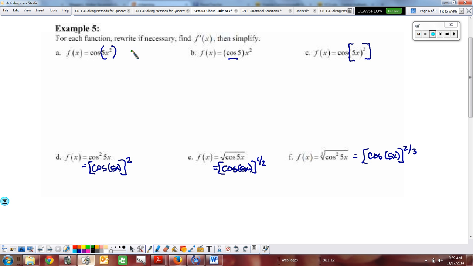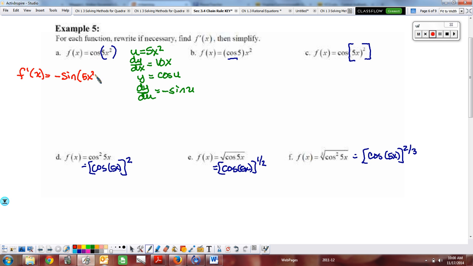Now in this first one, u equals 5x squared, du dx equals 10x, and then y would equal cosine of u, and dy du, derivative cosine is negative sine u. So there's my work for doing the chain rule, kind of the scratch work, and then I'll come over here and go, all right, f prime of x is going to equal the negative sine u, 5x squared, times the derivative of the 5x squared, which is 10x.